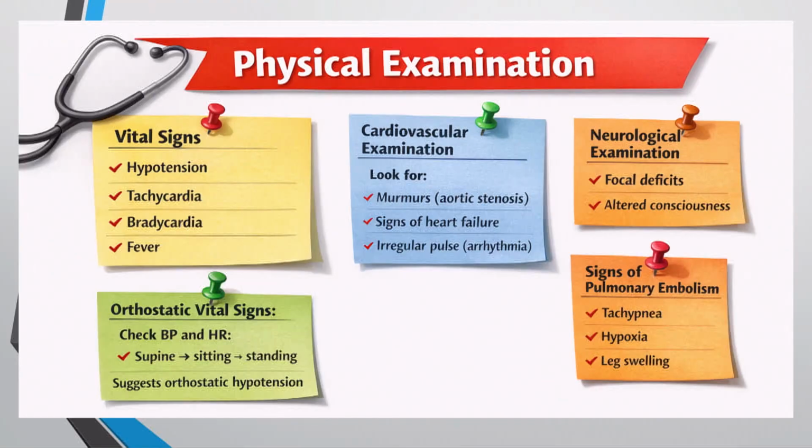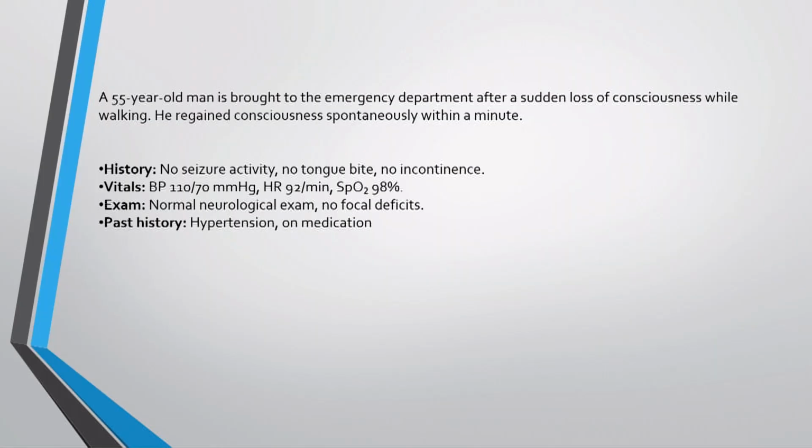So what are the physical examination signs which we look for? From the vitals and the primary survey, we look for hypotension, tachycardia, bradycardia, fever, and we check the BP. We keep orthostatic hypotension as a differential diagnosis. We examine the cardiovascular system and look for murmurs, any signs of heart failure, and any irregular pulse, especially arrhythmias, which we have to rule out. And the neurological examination will focus on focal deficit, altered consciousness, and signs of any pulmonary embolism.